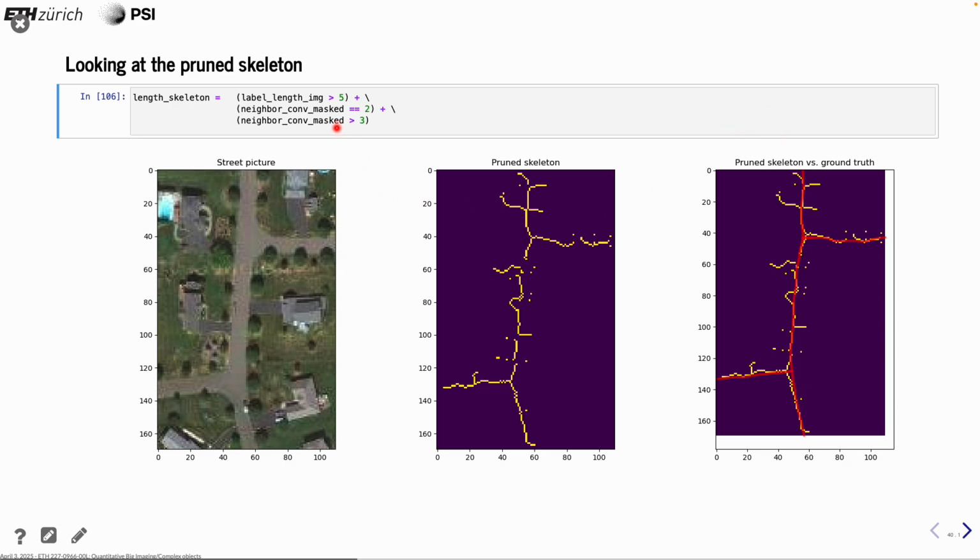We can see that if the label length is less than 5, we say it's a short segment, we don't want it. We can also add that the mask is equal to 2. Then we can also see that the label mask must be larger than 3 as well. So then we can get our length of the total skeleton. Still looking at that, we see that there are still a lot of spurious points, which we should have cleaned away. But that is what we get for the moment.